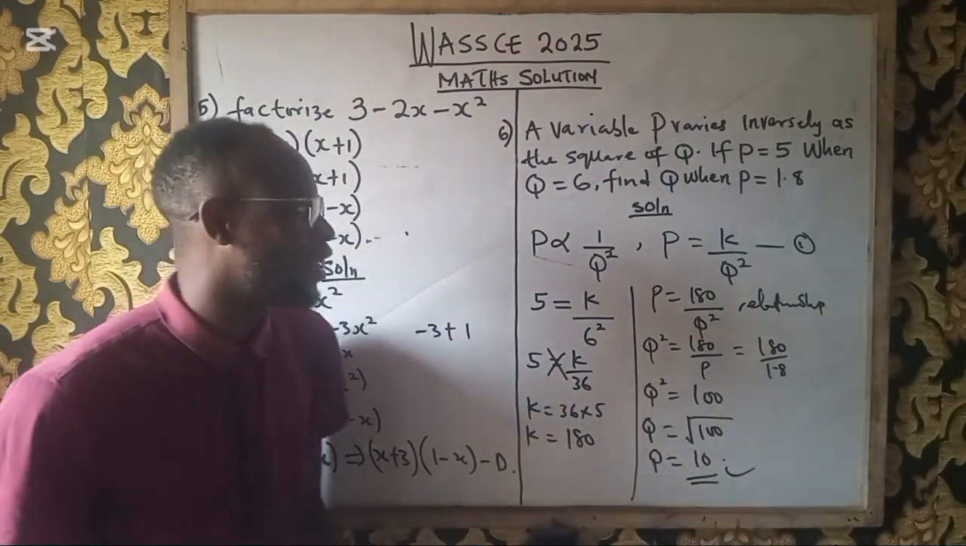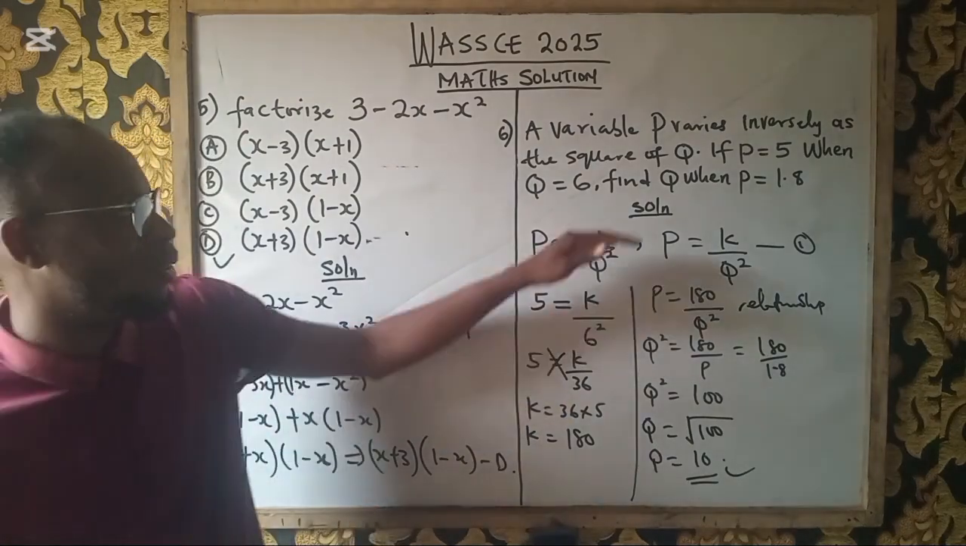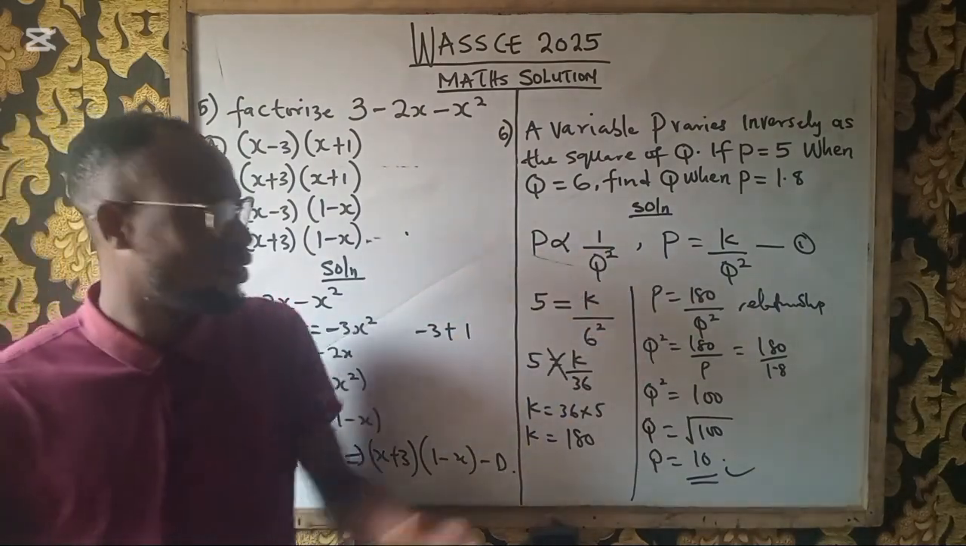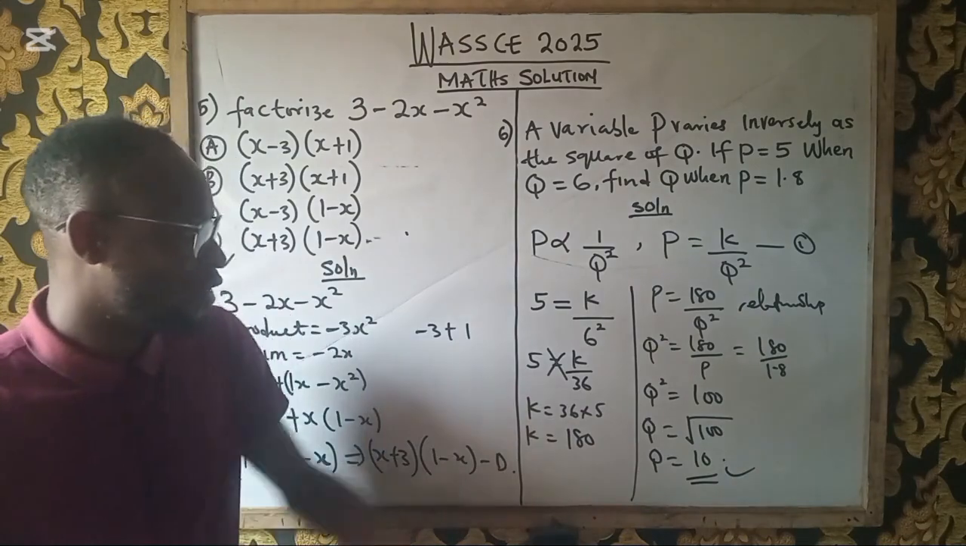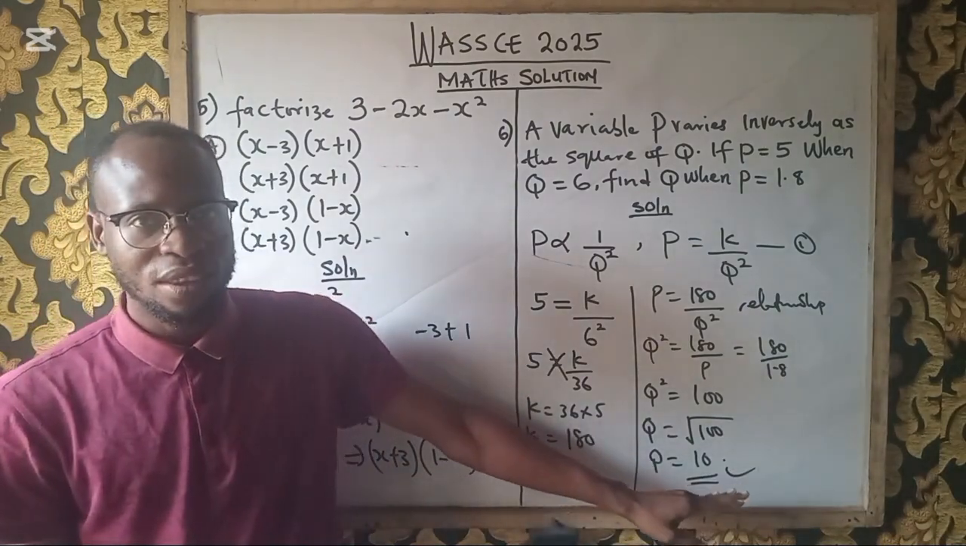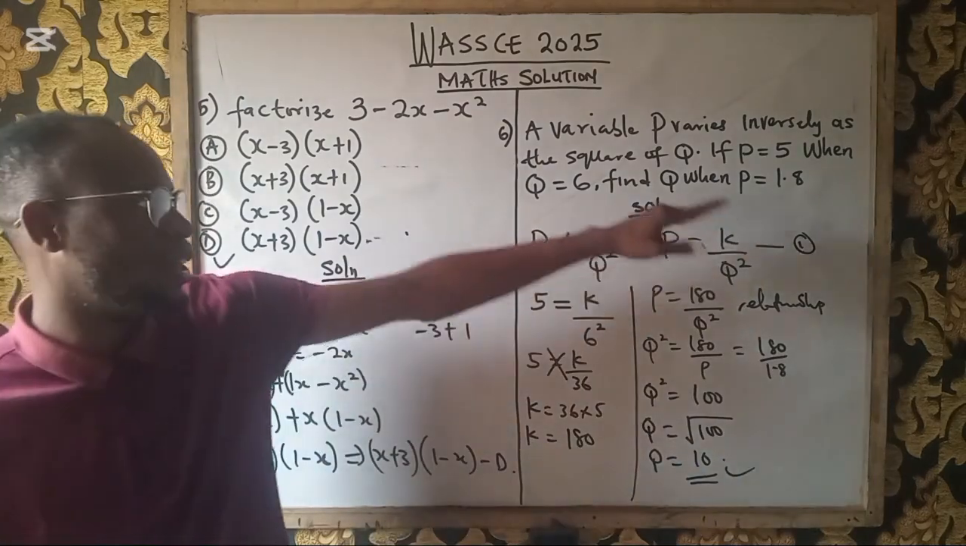Sorry, I forgot to add the options here. I think due to the chaos, there was no space. So the value of q in this case is what? 10. We have options for that, but I forgot to add the options.